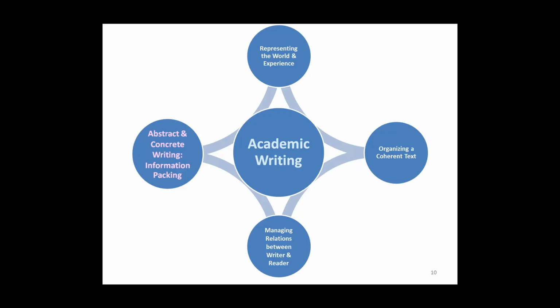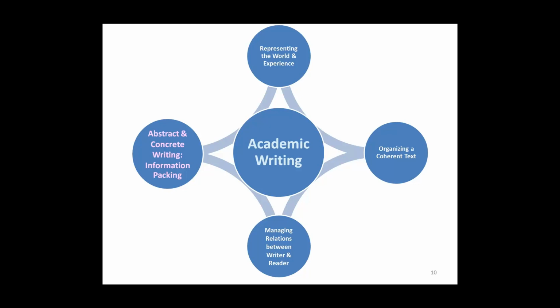concrete and abstract expression. It's an important one, but there are other areas to learn about, such as how we represent reality in writing, the organization of academic writing, which actually we touch upon here, managing relations between the reader and the writer through your academic writing. All of these major functions contribute to successful academic writing.